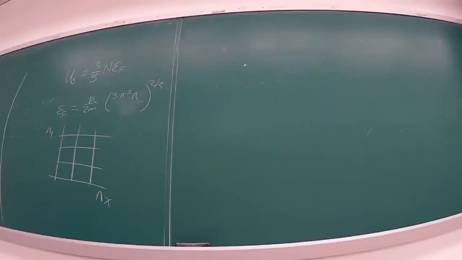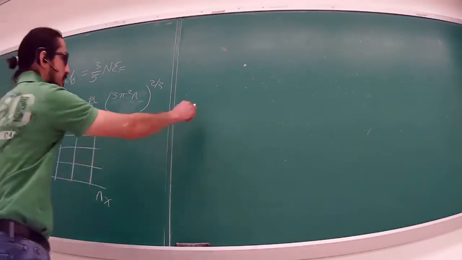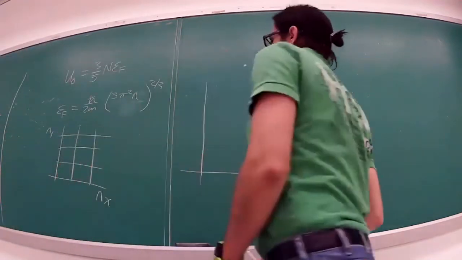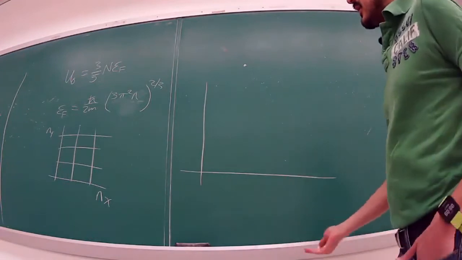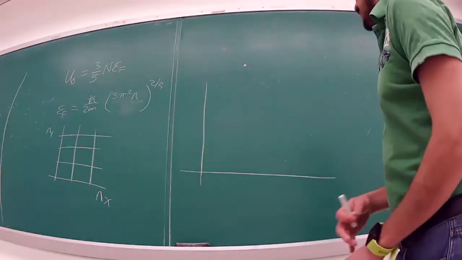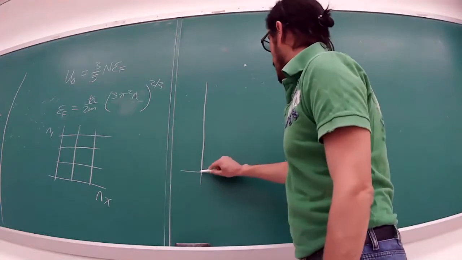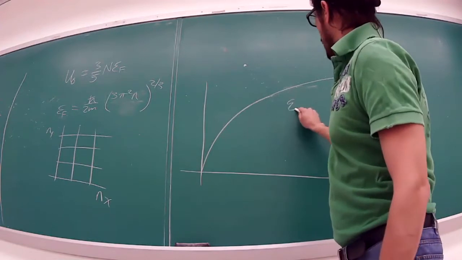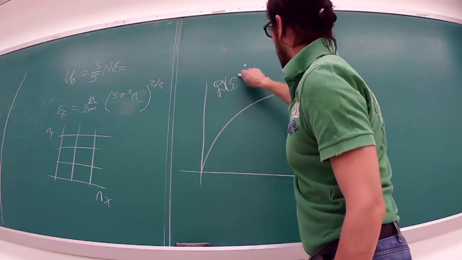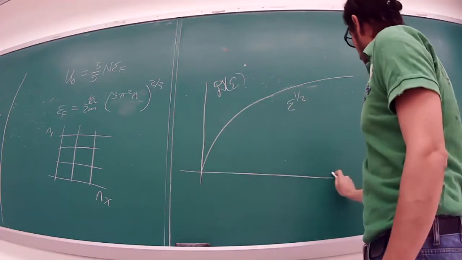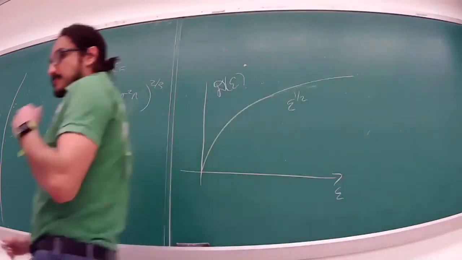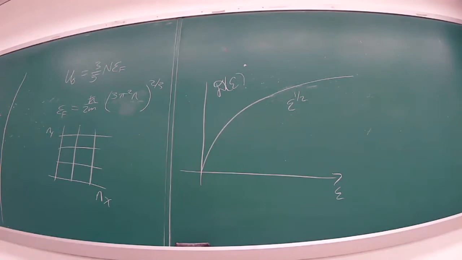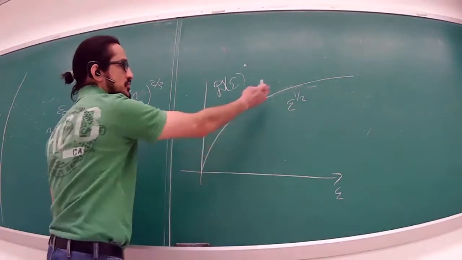And we also derived the density of states. And we saw that for a spherical configuration in K space, the density of states goes as E^1/2. And for general metals, this shape is different.